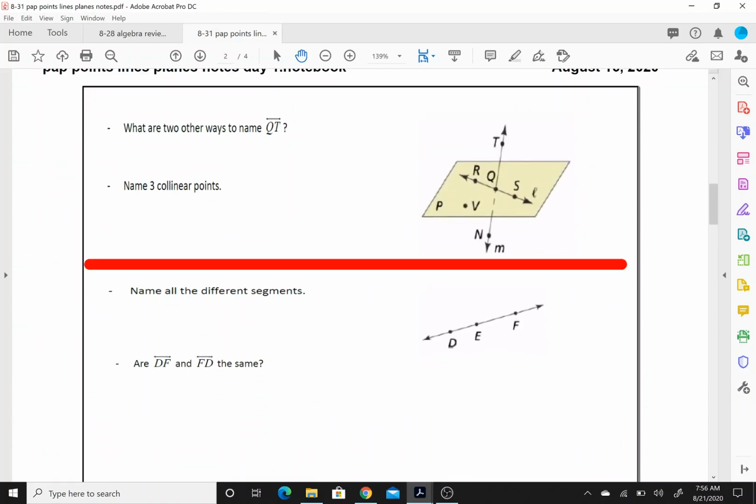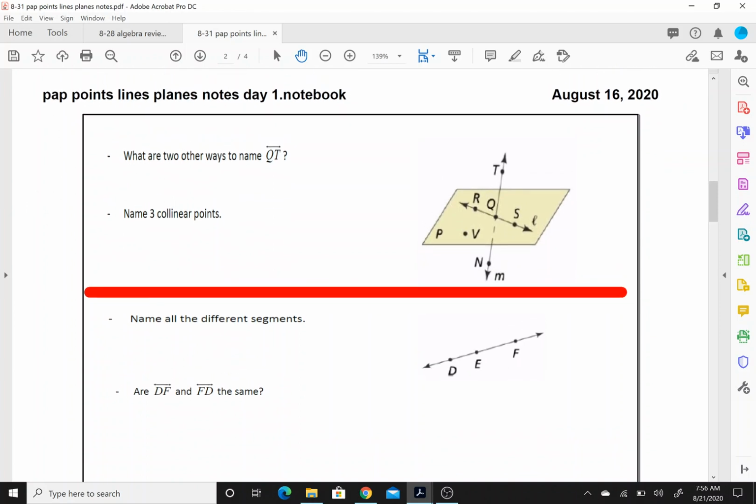All right, so let's do an example here. It says, what are two other ways to name line QT? Let's locate it first. It's right here. This is line QT because it's going through the points Q and T. Another way that you could name it could be line QN, because you see N is also on that line. We could also call it line NT.